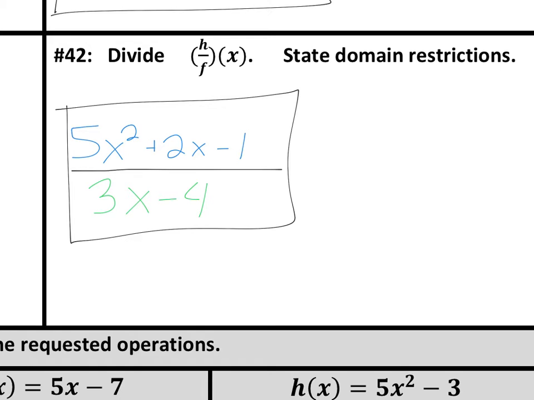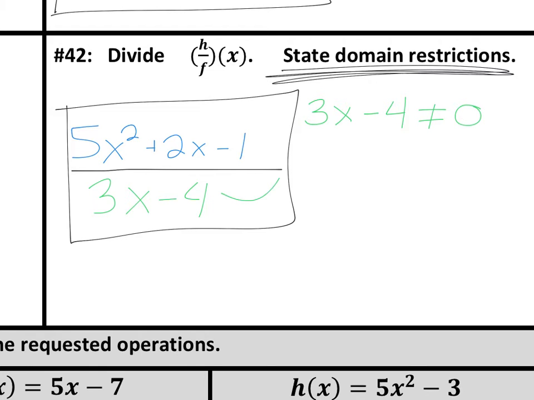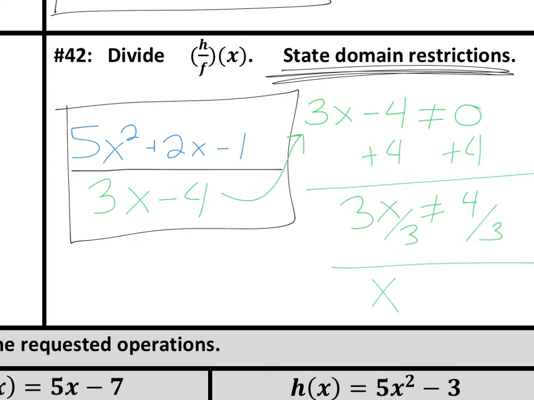However, on your multiple choice, there might be several options with this exact same fraction. Okay, that's because the second part of the question says state domain restrictions. Domain means what is x allowed to equal? Well, x is allowed to equal anything except what would make your denominator equal 0. So we just take whatever that denominator is, which is f of x, and we set it not equal to 0, and we solve. So we add 4 to both sides, get 3x does not equal 4, and divide both sides by 3, and we get x is not allowed to equal 4/3.